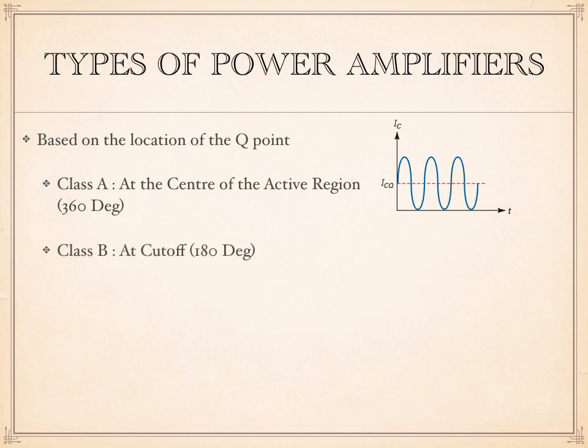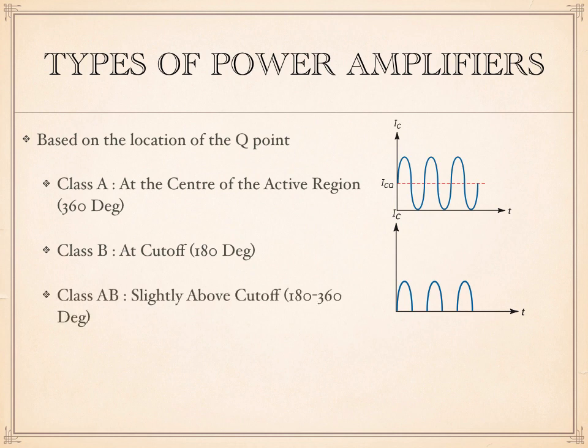In the class B amplifier, the Q point is located at cutoff. So in the positive cycle of the input signal, the transistor comes into the active region and we get the output current for the positive cycle. But in the negative cycle, the transistor remains in the cutoff region, so we do not get any output, and thus the conduction angle is 180 degrees.